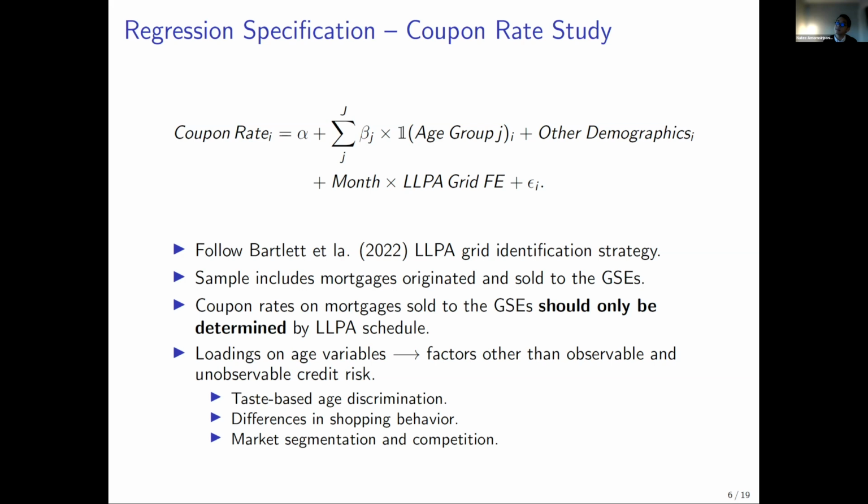And so any statistically significant loading on the demographic variables is indicative of a significant difference in coupon rates across demographic groups that has nothing to do with unobservable credit quality, which is the main concern for this type of regression. And in the Bartlett paper, of course, they looked at race and they interpret the significant loading on the race variable as loosely as discrimination, but of course, it could cover things like shopping behavior or market segmentation and the like too.